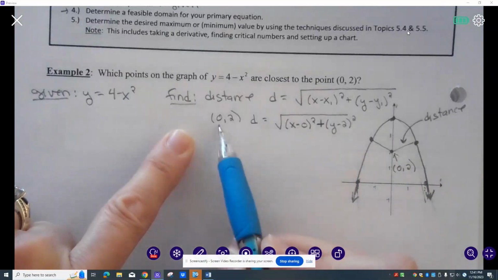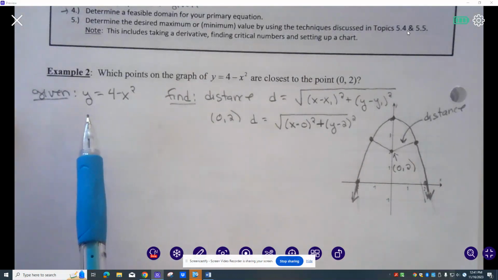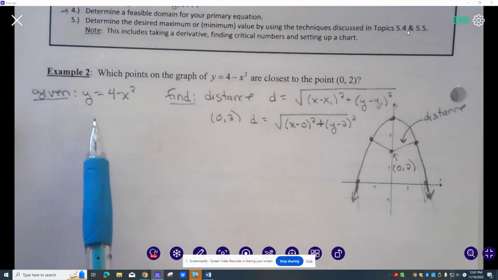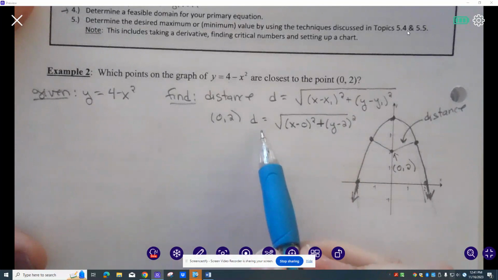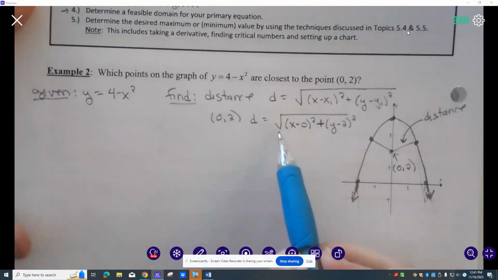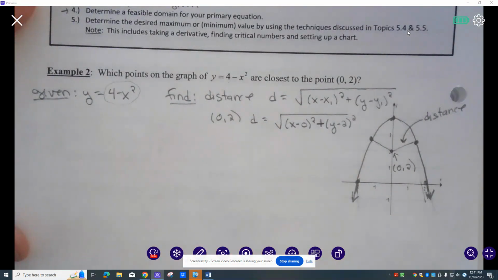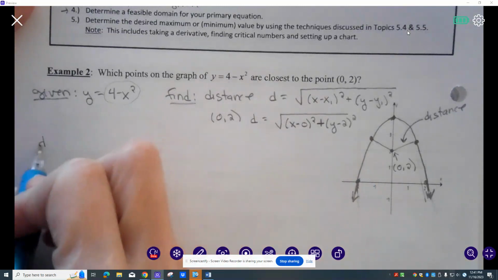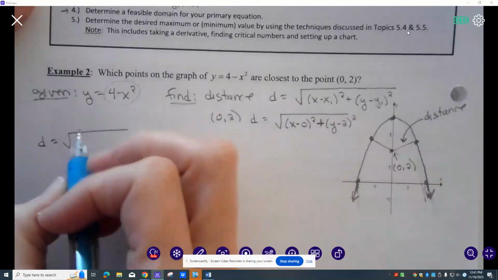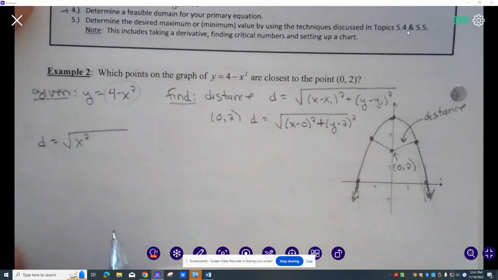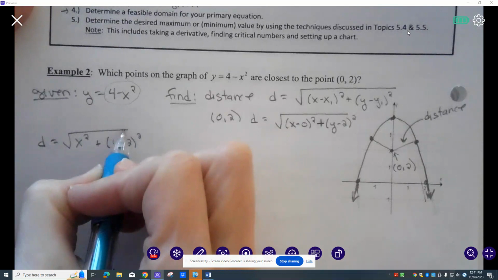So if I substitute in (0, 2), this is what I have. My given is just the equation of the parabola. That is all that is given. Remember, we're going to want to rewrite this equation that we have to take the derivative of in terms of a single variable, and we're going to use this right here, which says y equals 4 minus x squared. So let's start. I'm going to move over here, and this is my distance formula. I'm going to simplify it a little. x minus 0 is just x, squared, and then plus (y minus 2) squared.